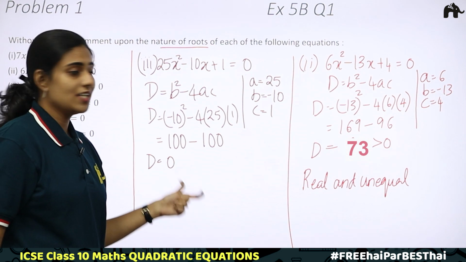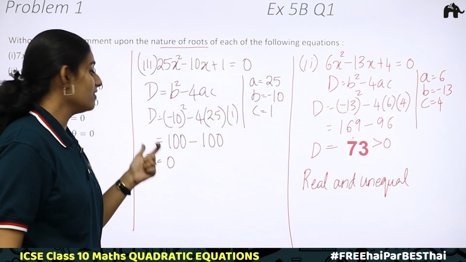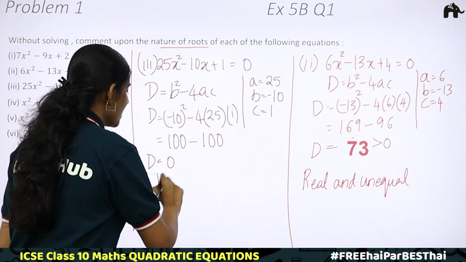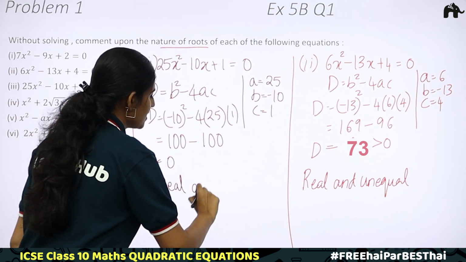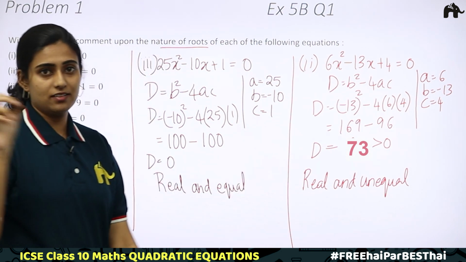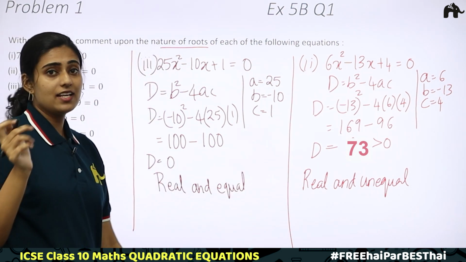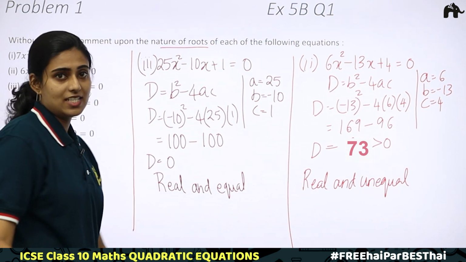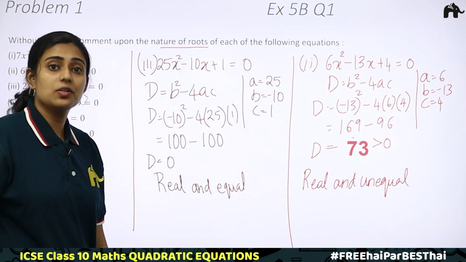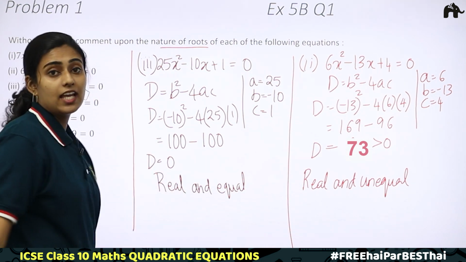When discriminant is equal to 0, what can we say about the nature of roots? Here the roots are real and equal. Remember the table. We have studied a table in which it is given in detail. When d is equal to 0, discriminant value is equal to 0, we'll be getting real and equal roots.